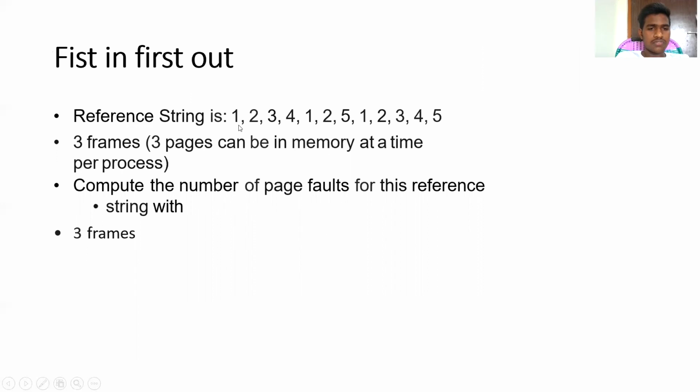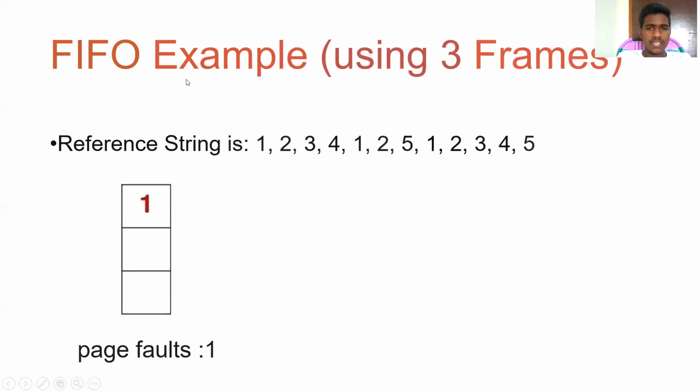Take a reference string, for example: 1, 2, 3, 4, 1, 2, 5, 1, 2, 3, 4, 5. For example, if we take three frames of main memory, how will it work? Let's see one example here.